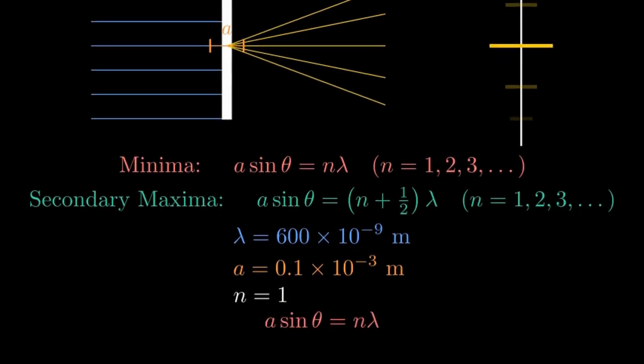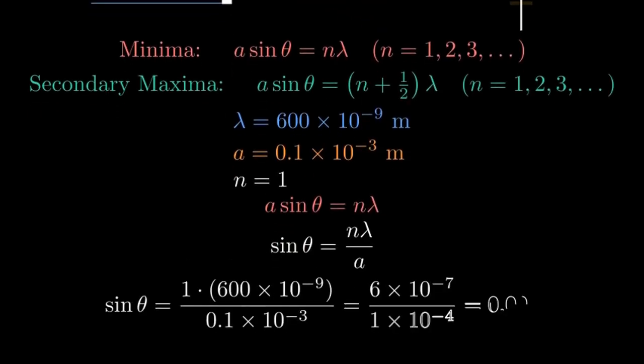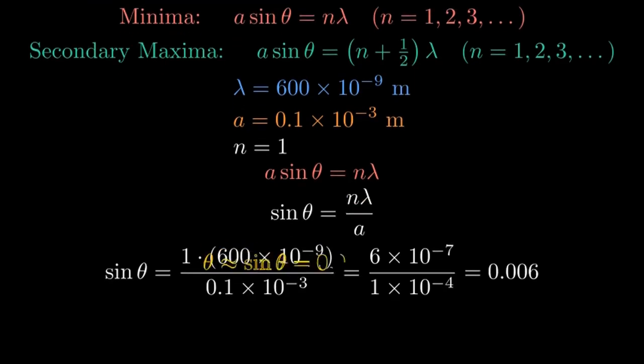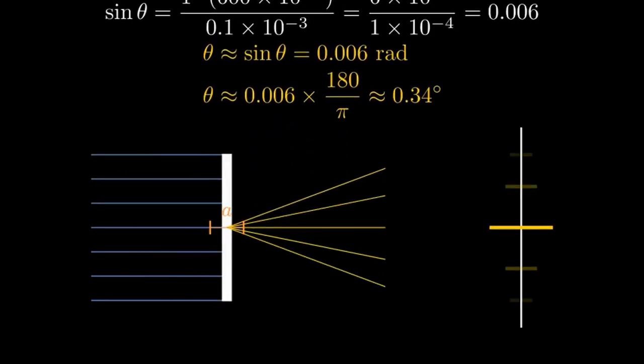Use the minima relation. a times sine theta equals n lambda. Solve for sine theta. Sine theta equals n lambda over a. Substitute numbers to get sine theta equals 6 times 10 to the minus 3. That is 0.006. As a helpful estimate, for small angles, theta is about sine theta. So theta is about 0.006 radians, which is about 0.34 degrees.